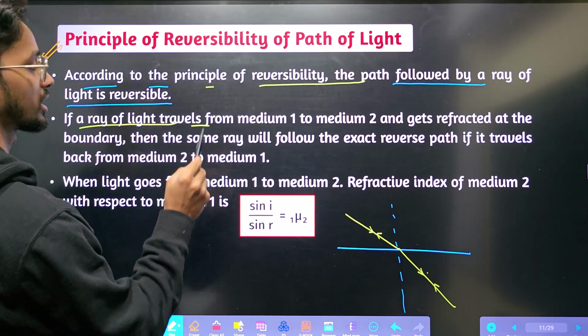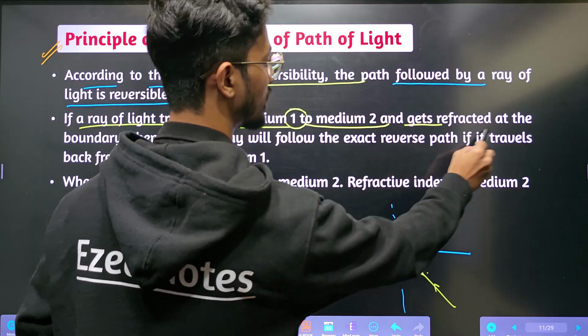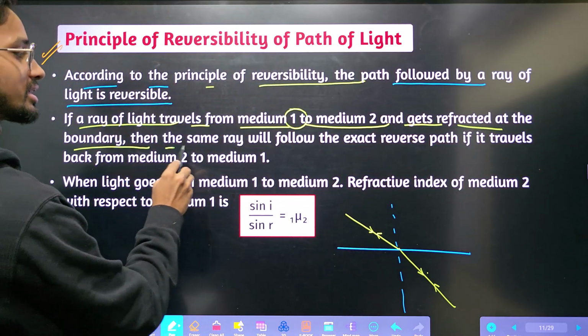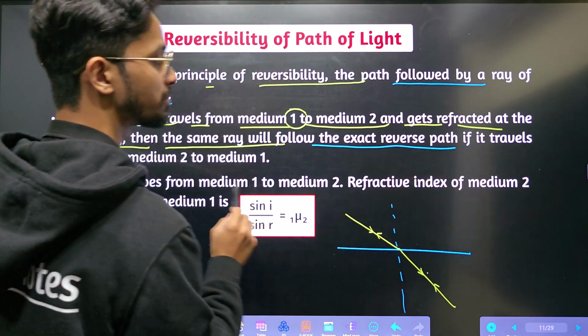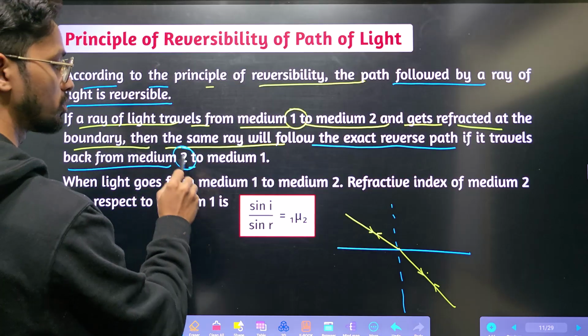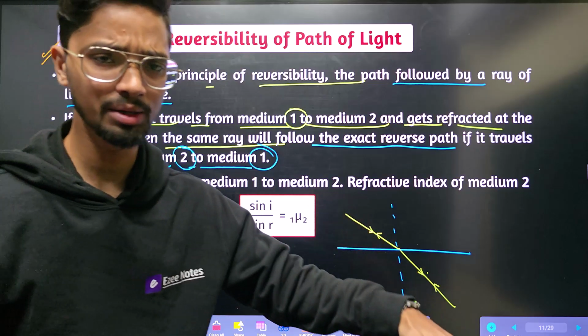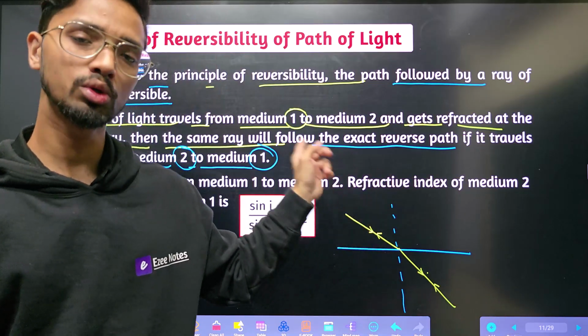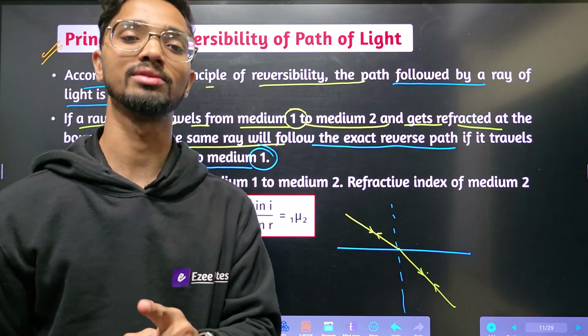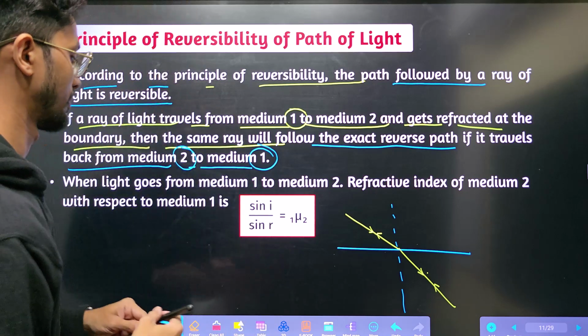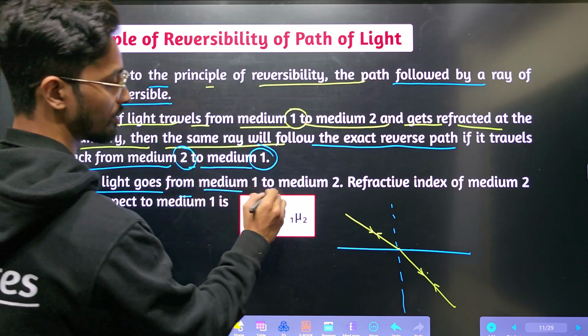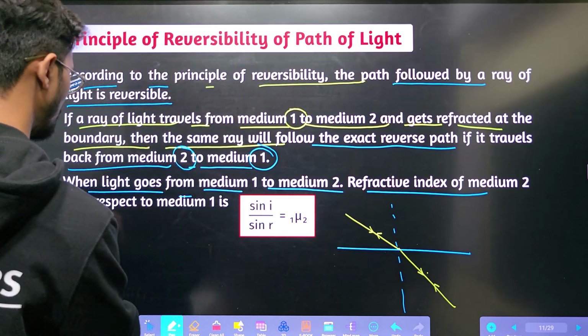So if the ray of light travels from medium 1 to medium 2 and gets refracted at a boundary, then the same ray will follow the exact reverse path if it travels back from medium 2 to medium 1. If it is going from 1 to 2, it will follow one path. But if it's coming from 2 to 1, it will follow the same path as well. Okay, remember that.